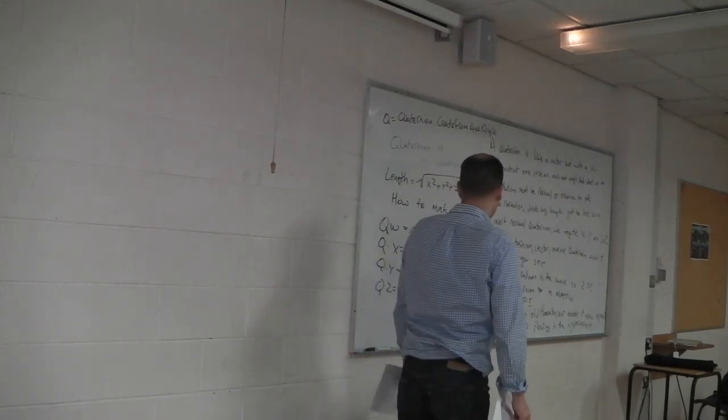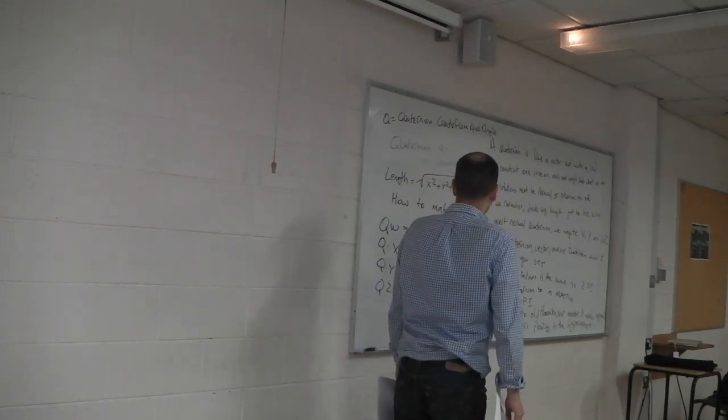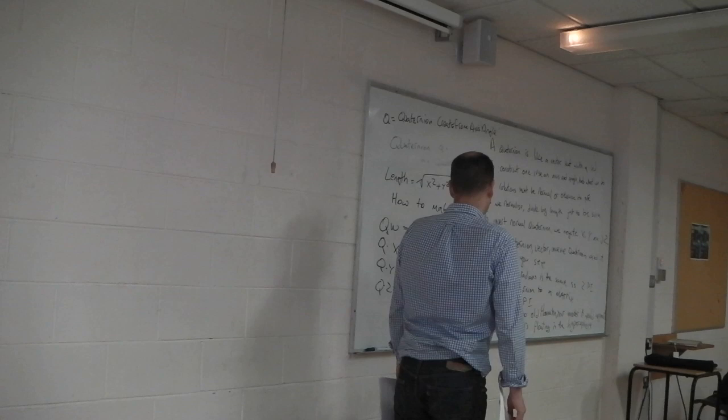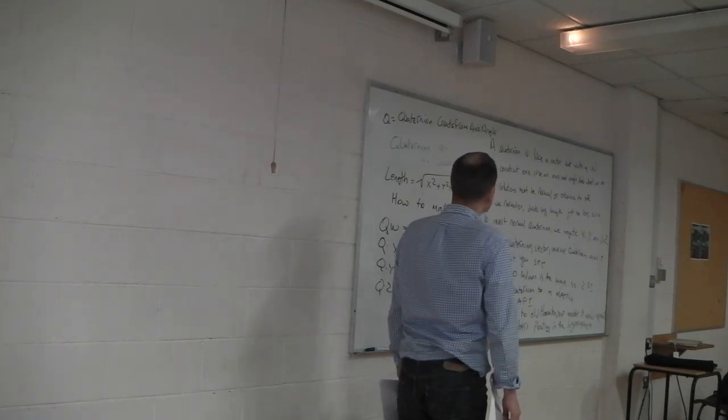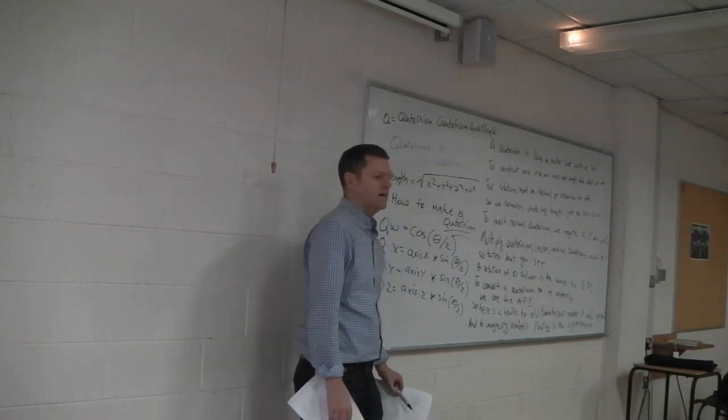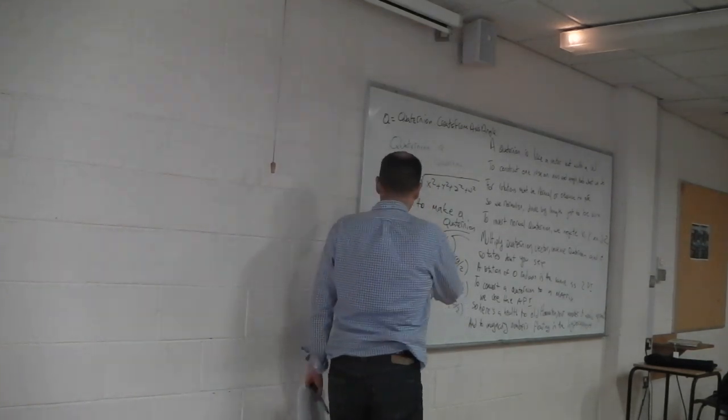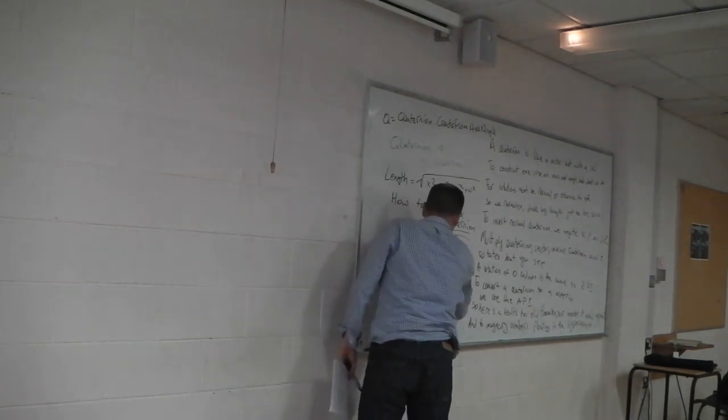Second line, yeah. So to construct one, you use an axis and an angle. You take the axis of rotation and the angle of rotation, and that's how you make a quaternion.